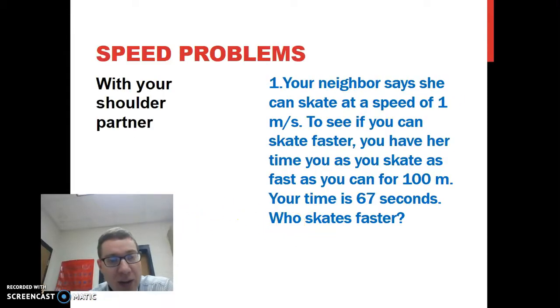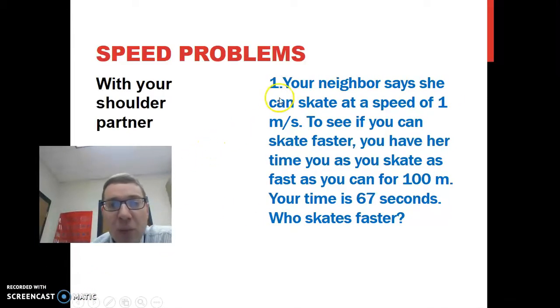Okay. So we had a problem here, and the problem was with your shoulder partner. Your neighbor says she can skate at a speed of 1 meter per second. To see if you can skate faster, you have her time you as you skate as fast as you can for 100 meters. Your time, though, is 67 seconds. Who skates faster?